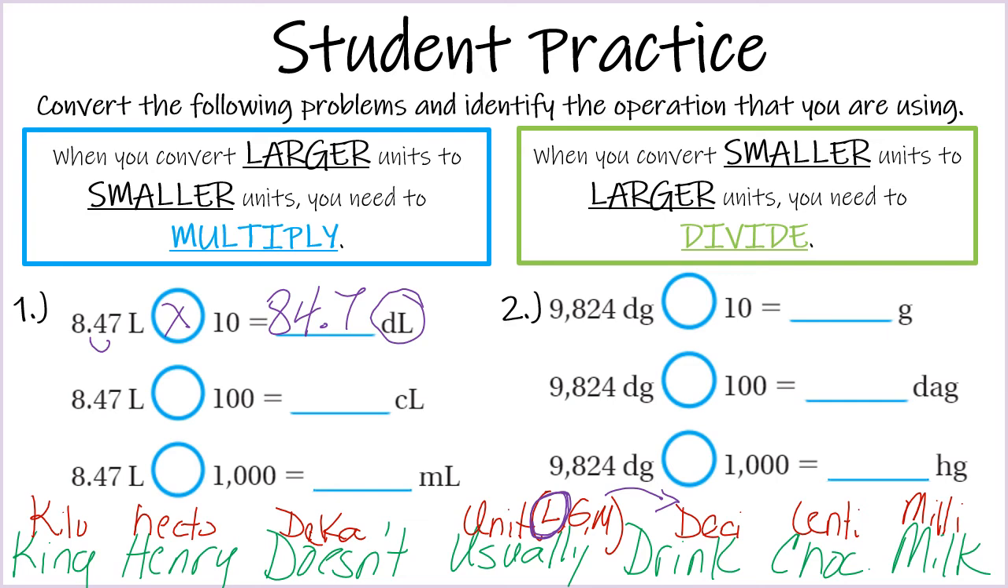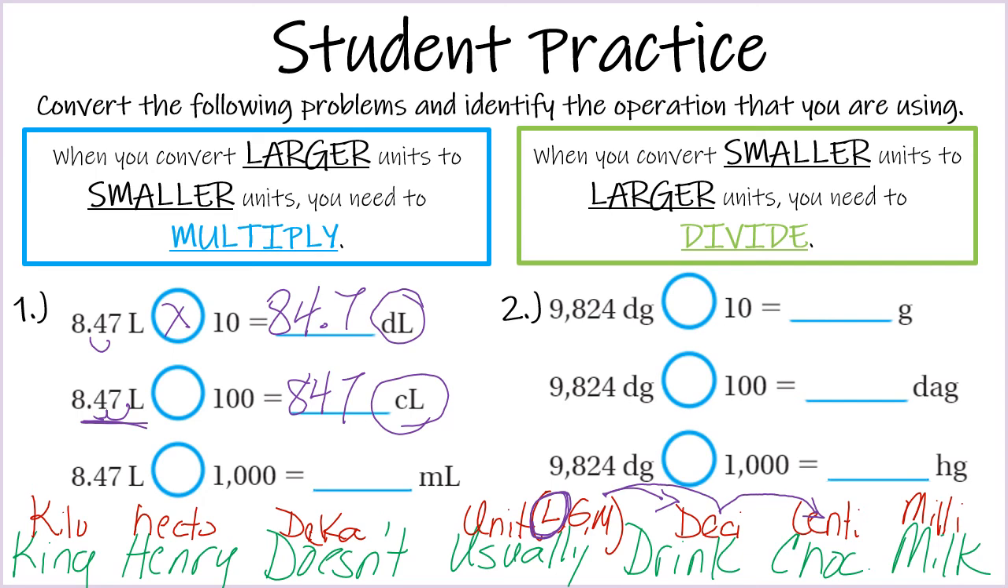Okay, for the next one, again, you're starting in the same spot, liters, but this time we're going to centiliters. So we're going to move from the liters once, twice to centiliters. Moving 2 times to the right, so we're going to move our decimal 2 times over, and that would put it at the very end, so that would give us a number of 847 centiliters.